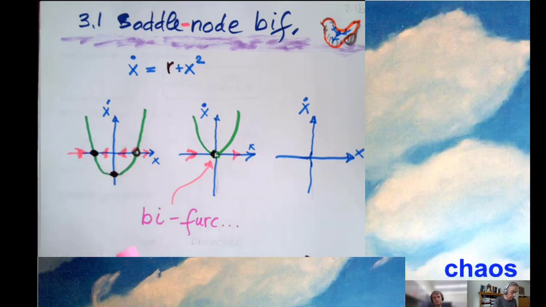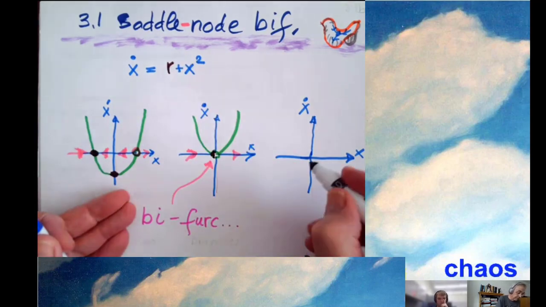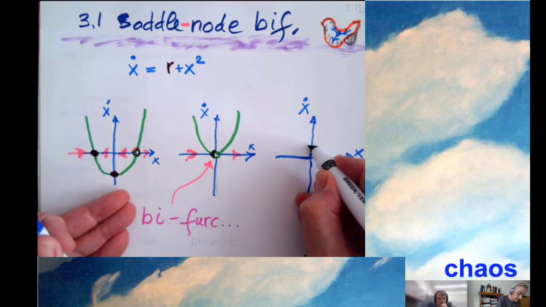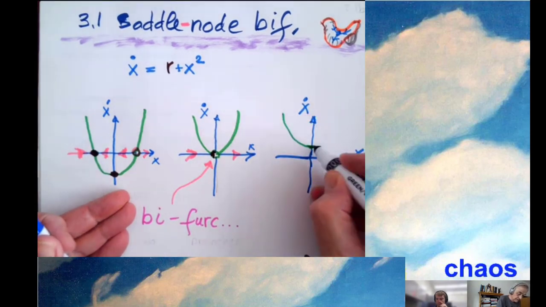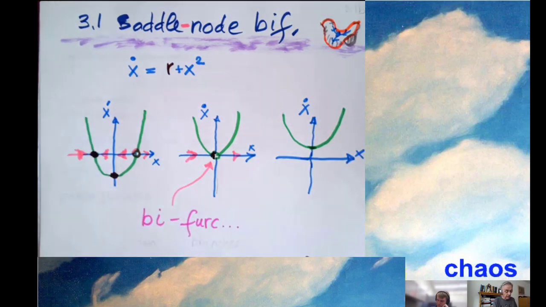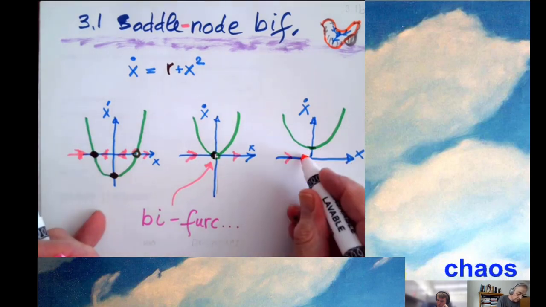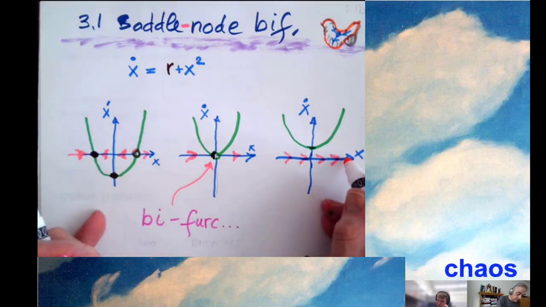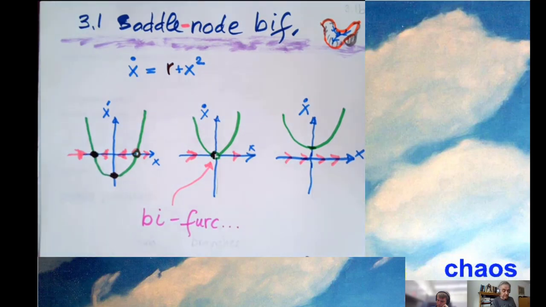My behavior changed totally. I used to have an interval where I was marching to the left, and this one is gone, wiped out. And then an amazing thing happens for this system, which is as I make R slightly positive, the lowest point it reaches on this parabola is here. And now what's happening is that I march to the right, I march to the right, I march to the right. So the dynamics doesn't even know that there is this parabola there.